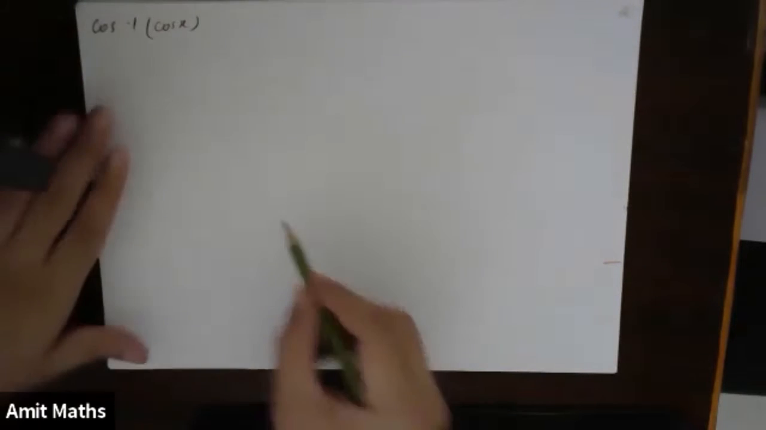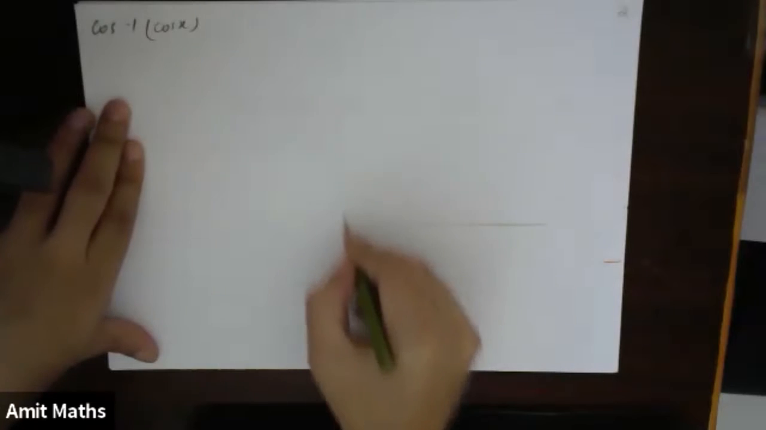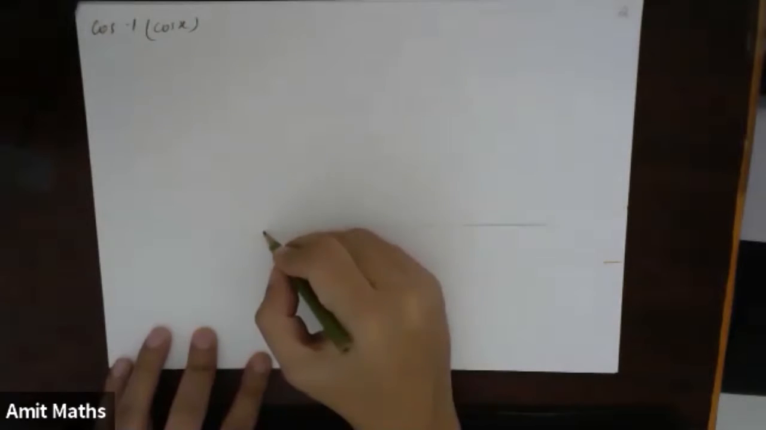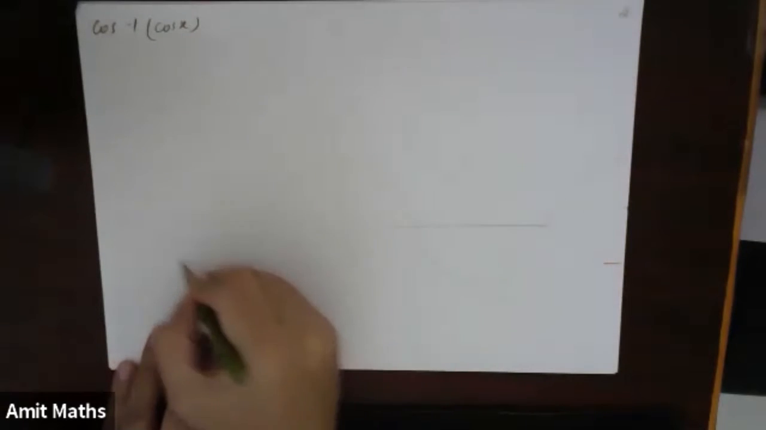So let's try to draw the cos inverse also. Sorry, cos inverse of cos x. So cos inverse of cos x. Yeah, it will be M shaped. Yeah, correct. So basically, cos curve is something like this, right?